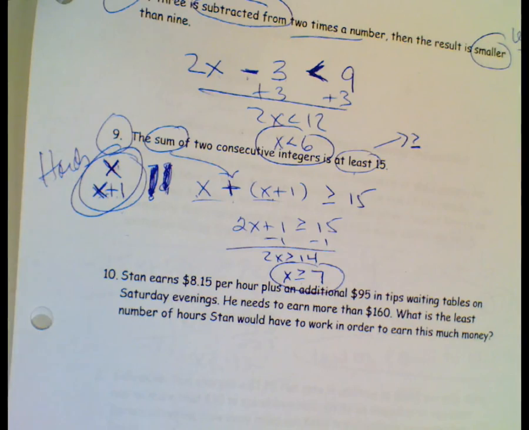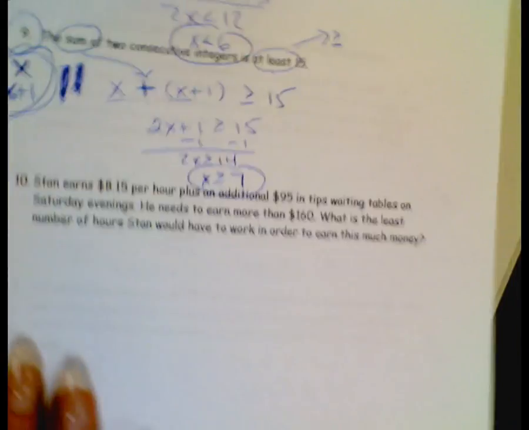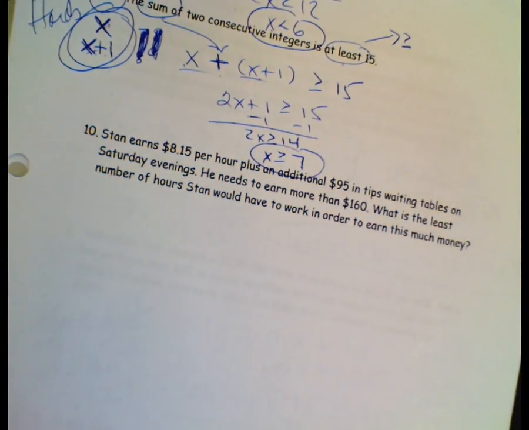Yay! Aren't these fun? So much fun. So Stan earns $8.15 per hour plus an additional $95 in tips waiting tables. Sweet. I want to work where he works on Saturday evenings. He needs to earn more than $160. What is the least number of hours he would have to work in order to earn this much money?